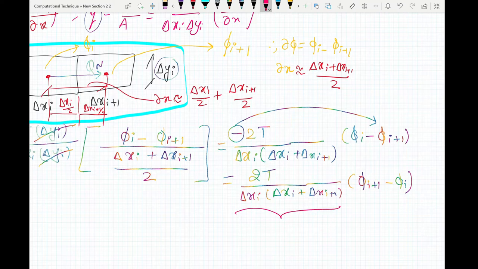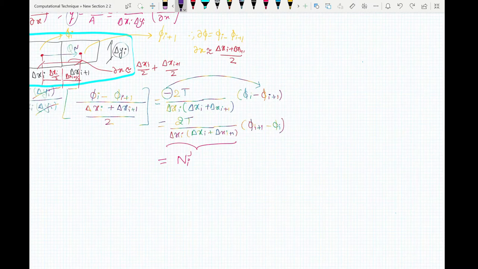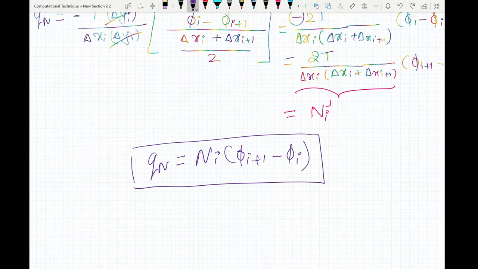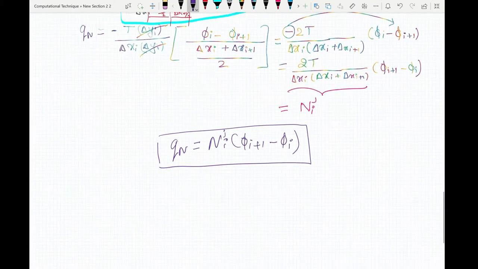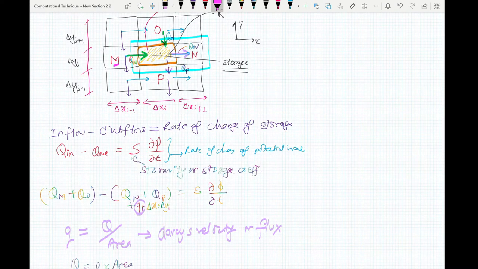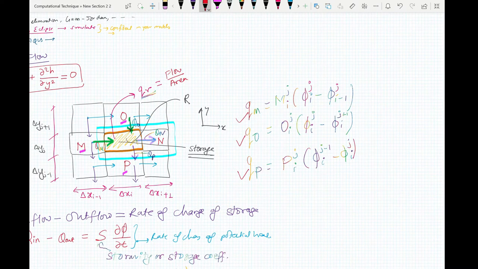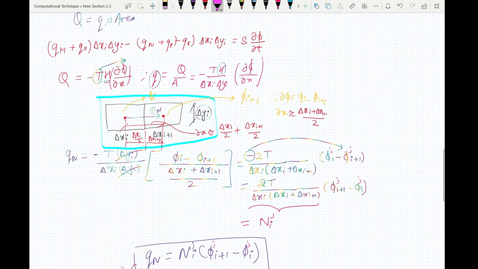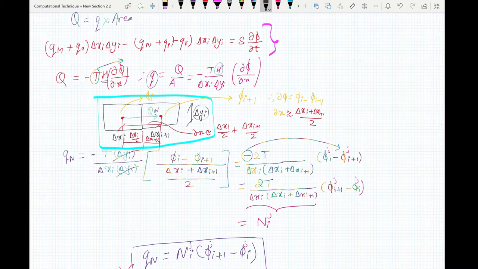Now this term here we can write as, since this is for qn, ni j. So our small qn will be given by ni times phi i plus 1 minus phi i. Now you can get your qn, which will be equal to ni j times phi i plus 1 minus phi i. Similarly, you can get your QM, QO and QP. Now we have our QM, QO and QP, and here we have our QN. Now if we substitute these values back into this equation, what we'll get will look something like this.